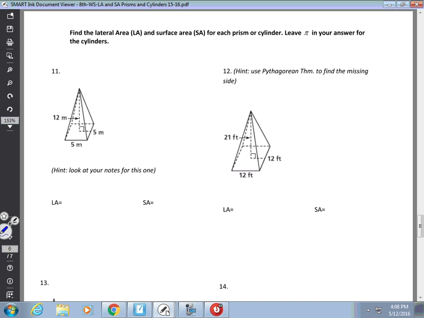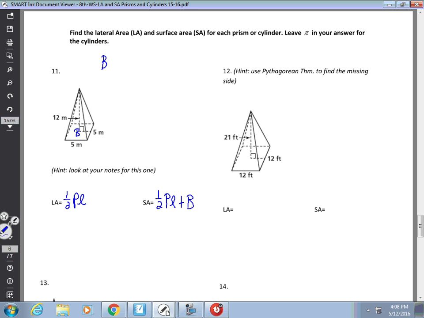The notes say that we need to make sure we understand the parts for each formula. Lateral area is 1/2 PL, okay? And then total surface area is 1/2 PL plus B. So we're still going to go through our steps, which is first identify the B.